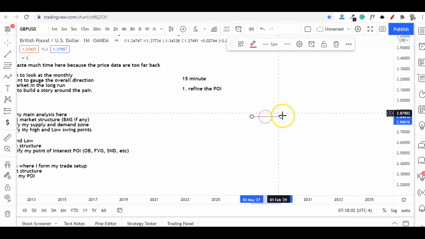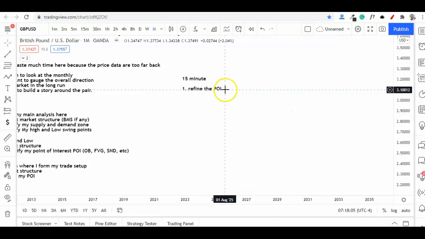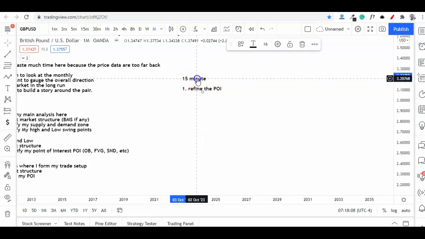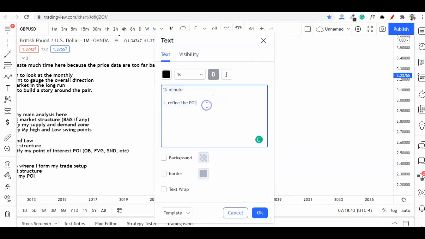So those are the things I'll be looking for in my lower time frame. Number one, I'm going to refine that point of interest. Number two, I'm going to look for a break of market structure. Number three, I'm going to observe price behavior towards the point of interest.